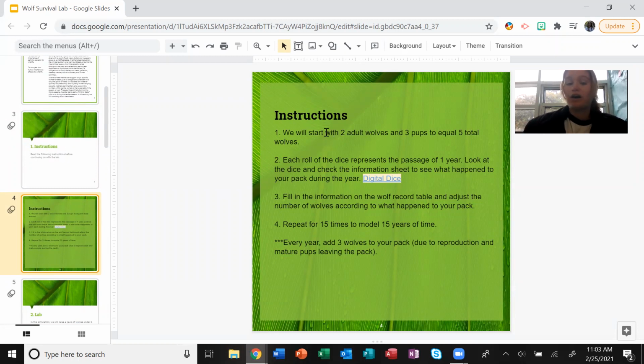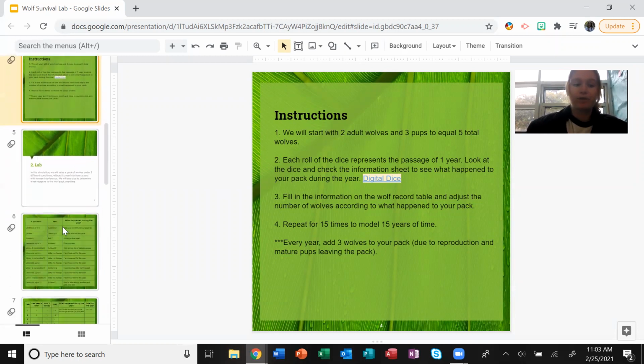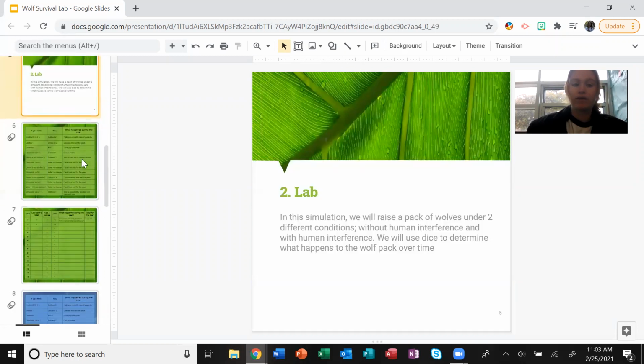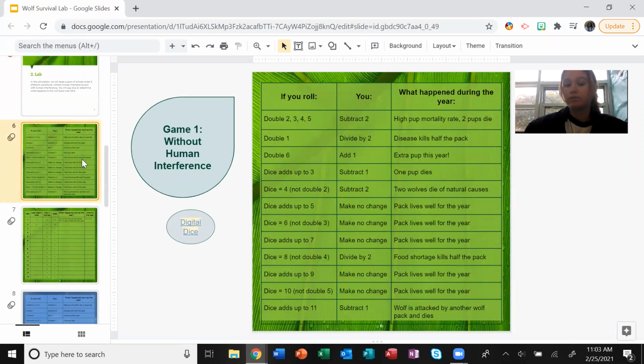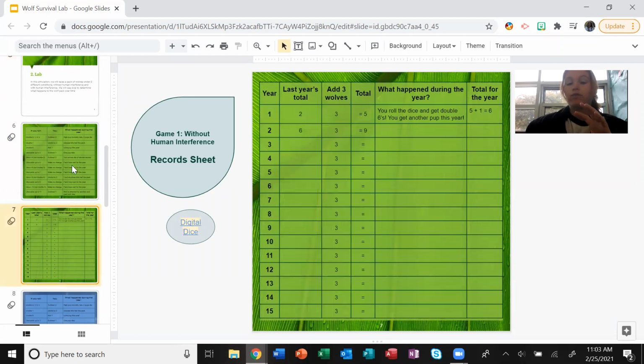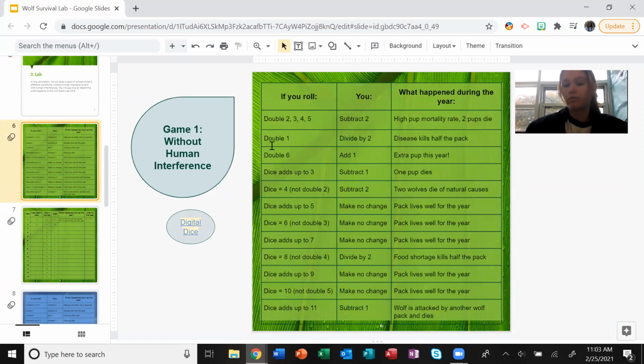What we're going to do is start off, under lab, with a dice sheet, and then we've got a records sheet. Our records sheet is where we're recording the information, and the dice sheet is where we use a set of dice to represent chance. So we roll the dice, and that'll tell us what happens. If we get dice that add up to 3, like a 2 and a 1, then we're going to subtract 1 wolf from our wolf population.